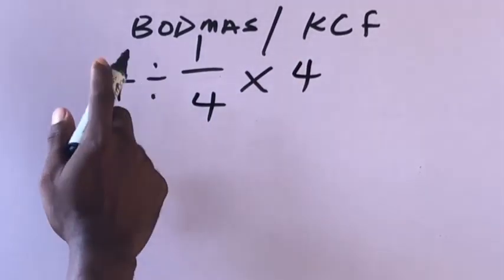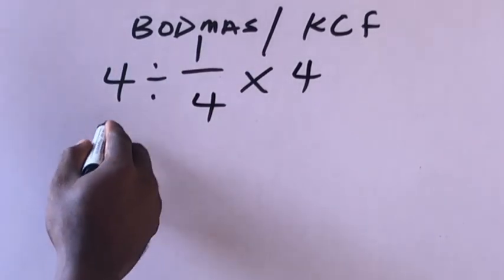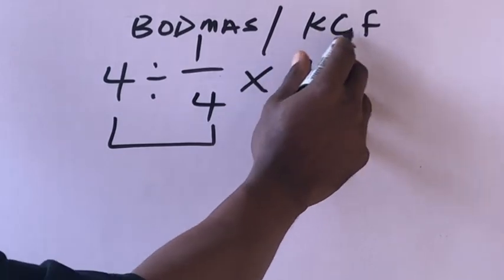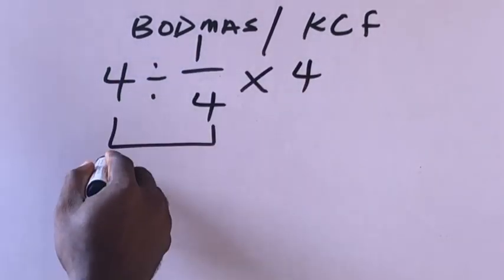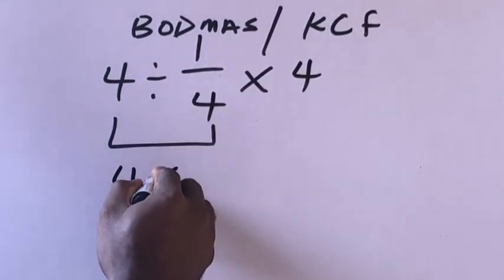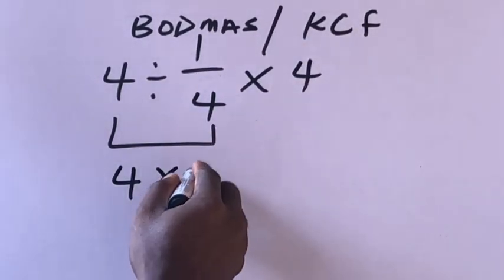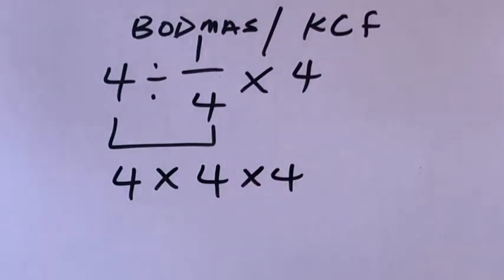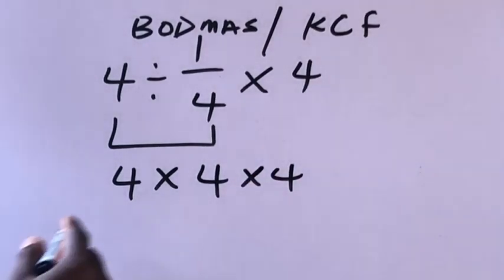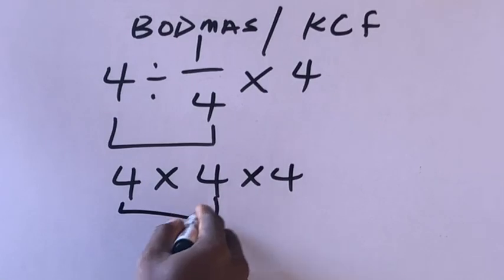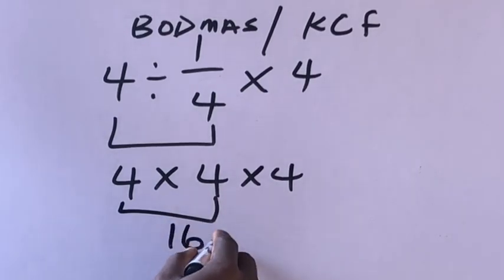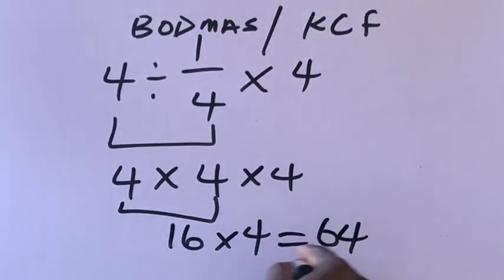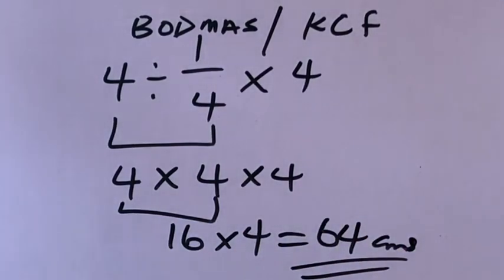So because division comes before multiplication, we have to do this first. So using our KCF rule, K stands for keep, so we keep 4, change division to multiplication, then flip this here. Then we have times 4. Now that we have 4 times 4 times 4, 4 times 4 will give us what? 16. 16 times this 4 is equal to what? 64. Our final answer is 64.